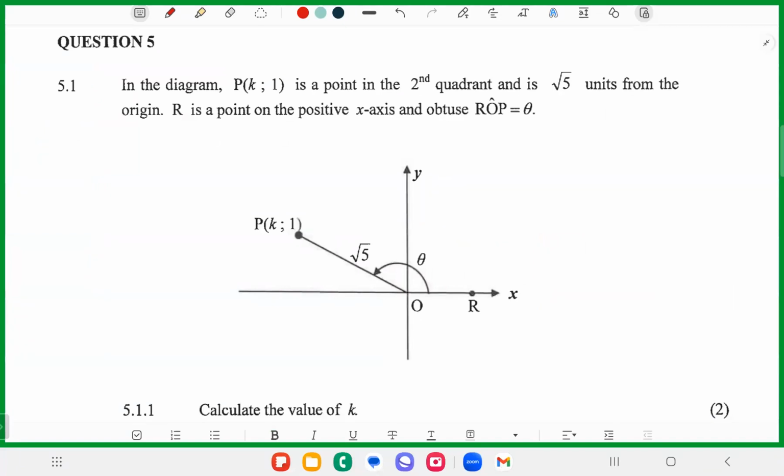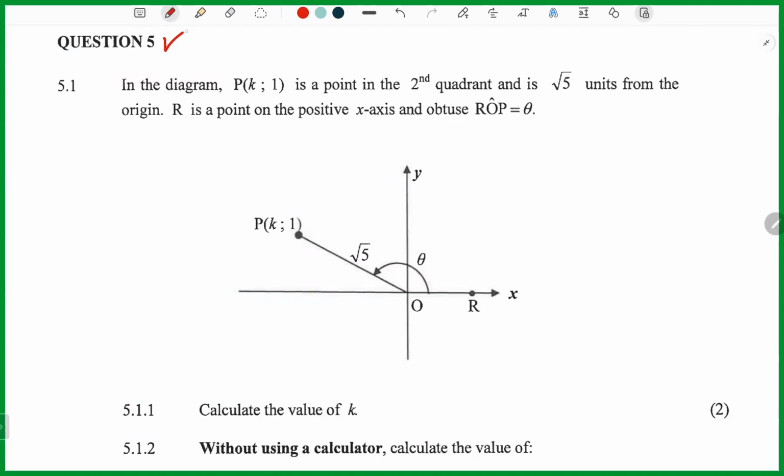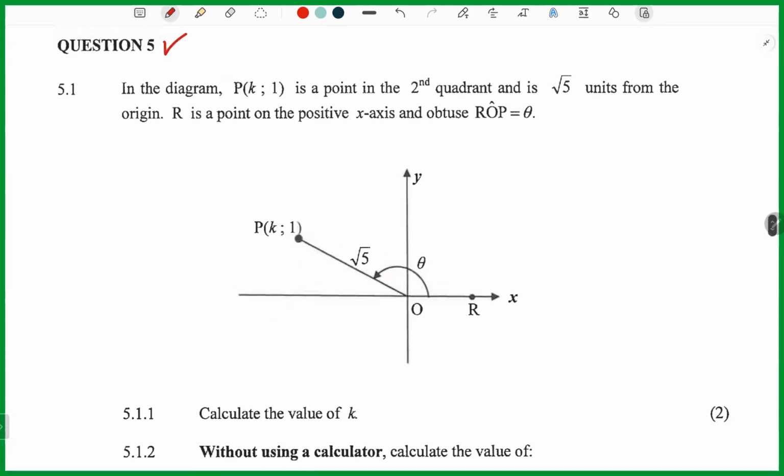We're going to begin by looking at question 5 from the paper that is in front of us. Right, you're able to see my screen, correct? Yes, sir. Okay, thank you.